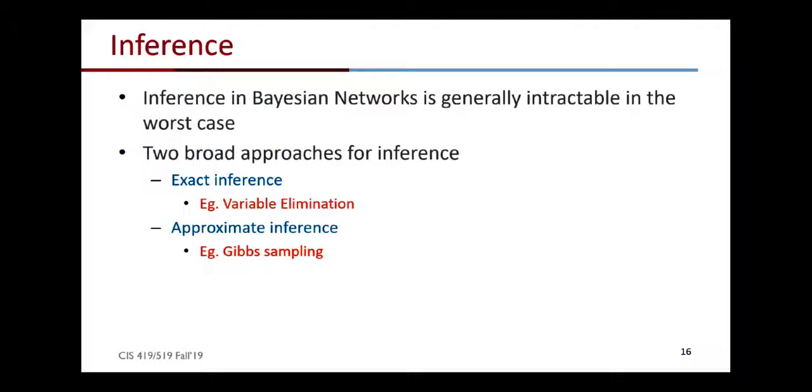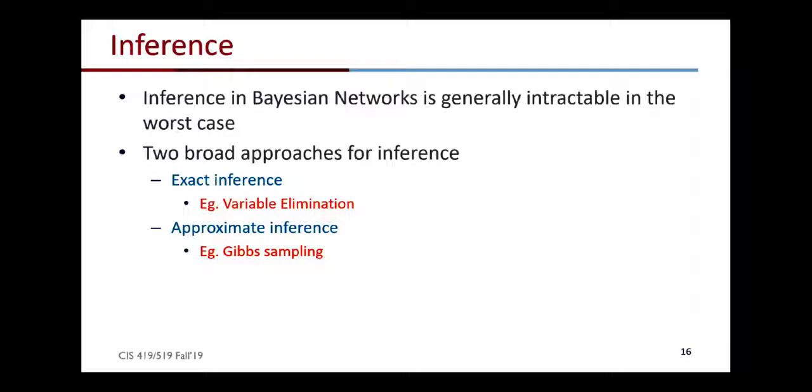And there are several algorithms that are being used. For exact inference, the key algorithm that is being used is something called variable elimination, and some variations of it. We're going to talk a little bit about it. And in many cases, because the problem is computationally hard, we have to resort to approximate inference, and a key representative for this is Gibbs sampling. So we're going to say a little bit about these two.